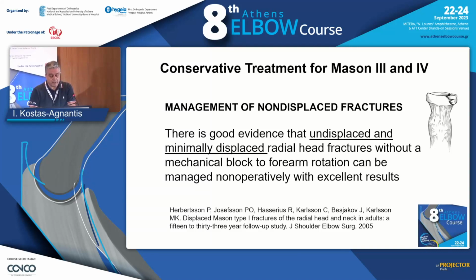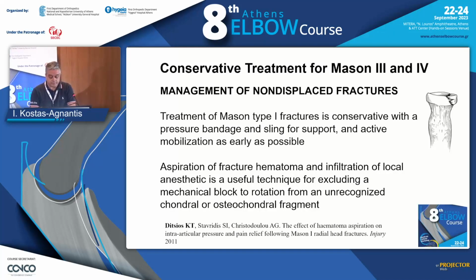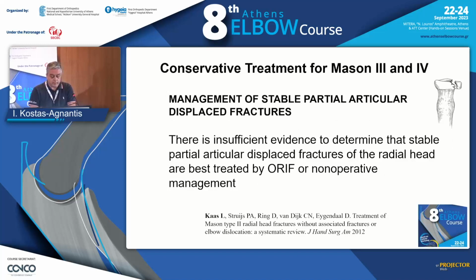There is good evidence that undisplaced or minimally displaced radial head fractures without a mechanical block during forearm pronation, supination, or flexion extension can be treated conservatively with excellent end results. The treatment for type 1 fractures is conservative with a sling. Aspiration of the fracture hematoma and infiltration with local anesthetic is a useful technique that helps with pain relief, edema relief, and also for excluding a mechanical block to rotation from an unrecognized chondral or osteochondral bone fragment.